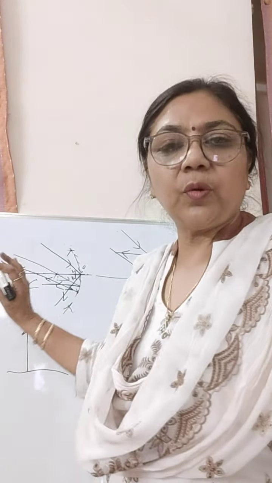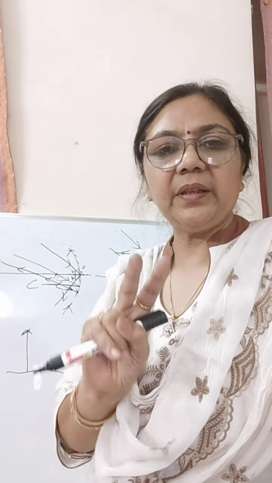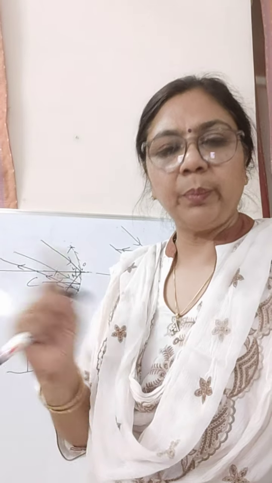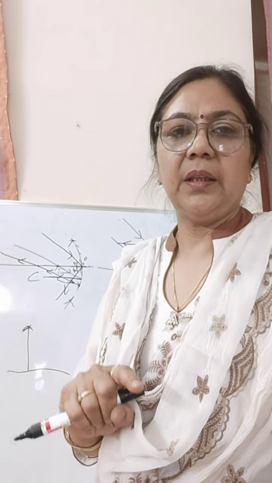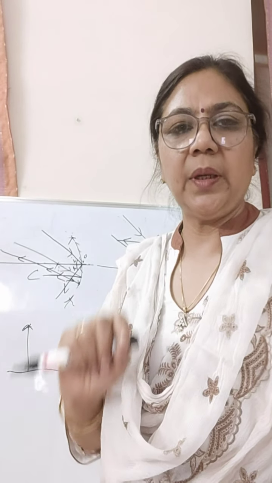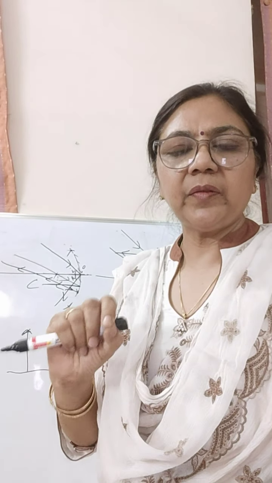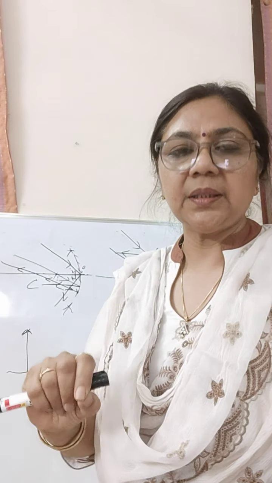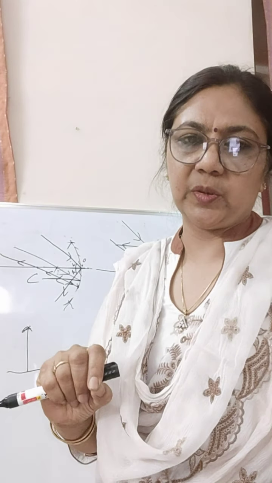Out of those rules we have to take any 2 rays, and where these 2 rays after reflection meet or appear to meet, that point will be the point of the image. Okay, that will be the tip of the image, and from that tip we will drop the perpendicular on the principal axis.